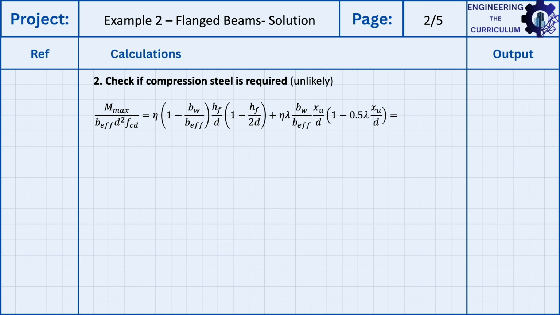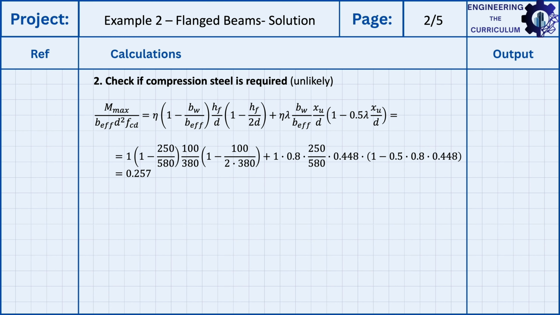So this is the equation. What we're looking for here is M max. This is the maximum moment that the section can carry without the need for compression steel. And the way this equation is written is M max divided by the effective width of the flange, B effective, times D squared, the effective depth, times FCD. And that has to equal this whole equation here. Let's see what that entails.